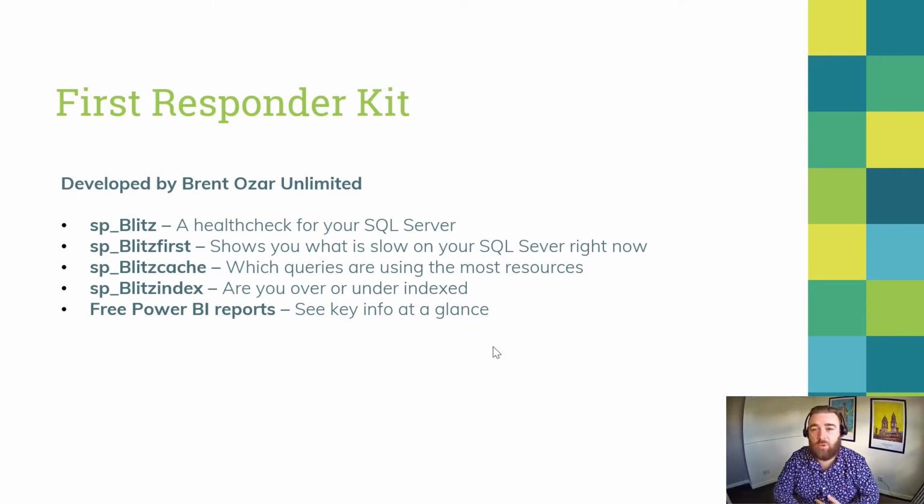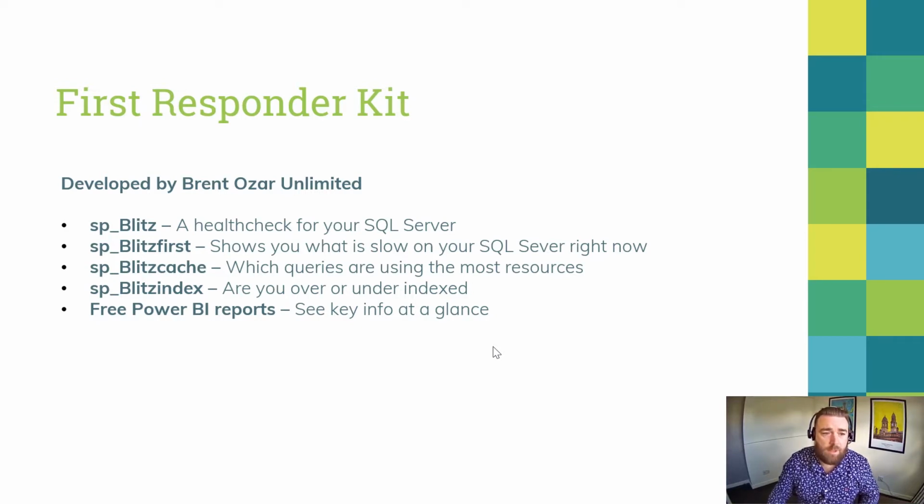sp_BlitzFirst is going to show you what's running on your SQL Server right now. So similar a bit to sp_WhoIsActive, but it has some other info in it. sp_BlitzCache is extremely useful because it will let you know what have been the most resource intensive queries that have been running on your SQL Server since the last startup. sp_BlitzIndex will let you know if you have the right indexes in place for your workload. It will certainly give you some very good pointers. And with the First Responder Kit, you can also run free Power BI reports that will let you see at a glance, especially if you're running the queries on a schedule, how things have progressed over time.